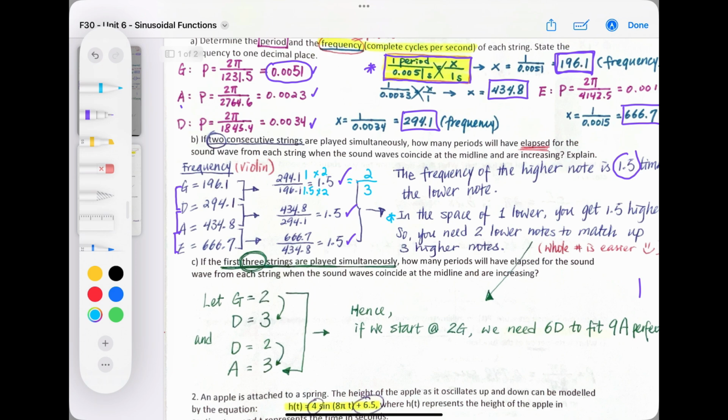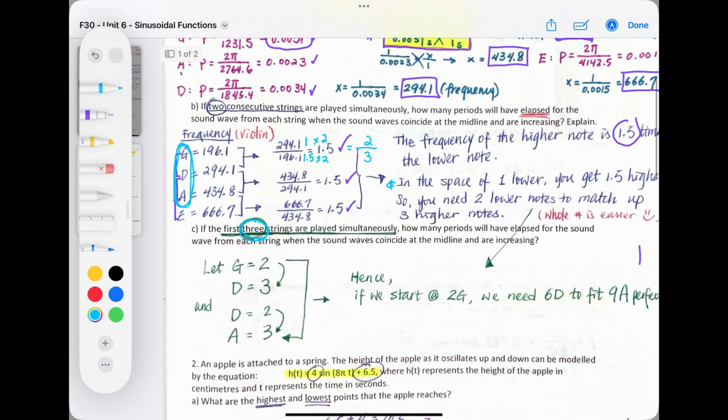All right, let's make more music. If the first 3 strings are played simultaneously, so the first 3 strings, sol, re, la, mi, so I only play the sol, re, la. The 3 strings playing together at the same time, okay? So what will be this story that comes out? You know that math people, if I play those first 3, I see the ratio.